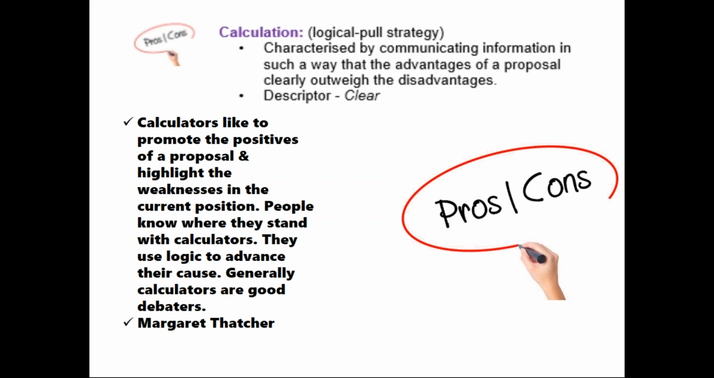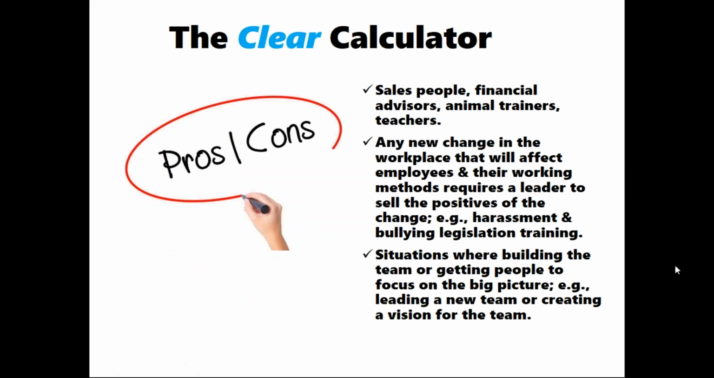So let's have a look at a couple of occupations that would use calculation as a strategy. So, as I said before, salespeople. If you think about it, a salesperson is always leveraging the positives of the product or the service against the cons of not buying. Financial advisors will tell you that this is the very best deal going around and never to be repeated. So it puts a bit of pressure on you to buy.